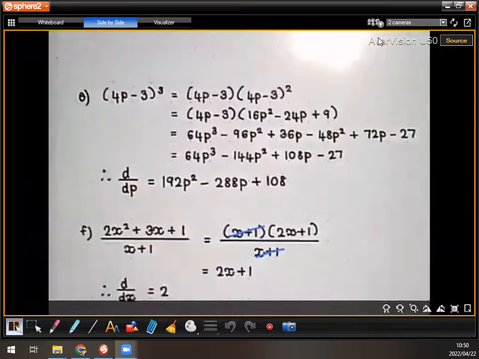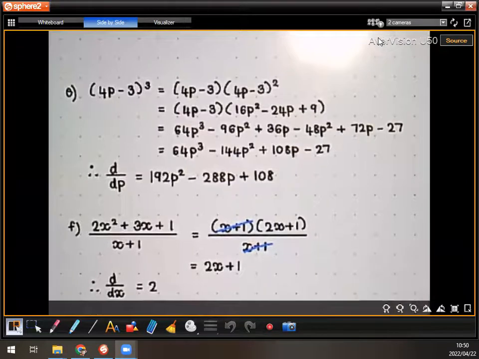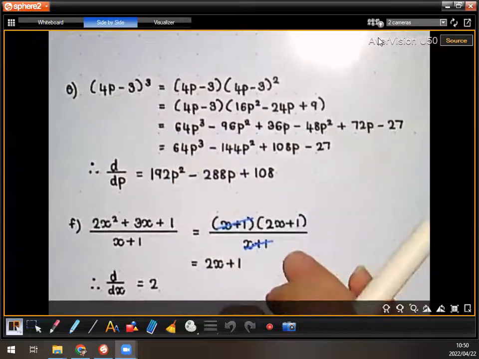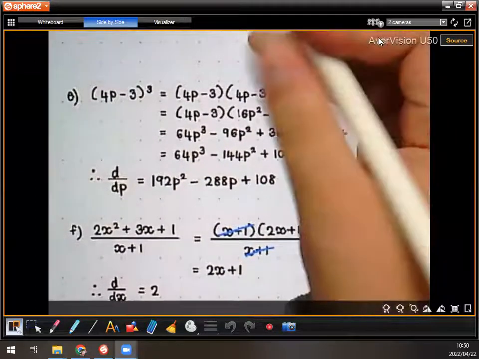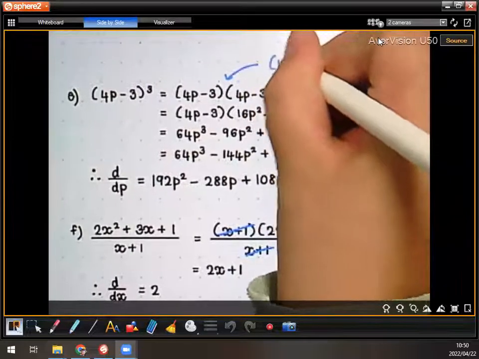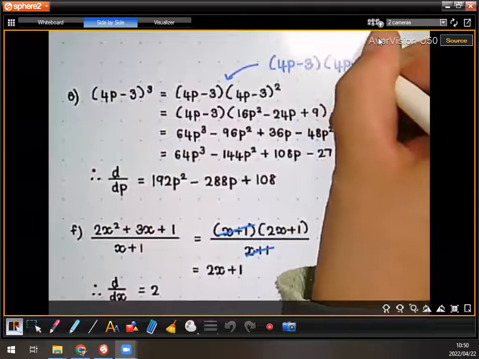Sorry, I did E there at the top. So E was just basically a lot of multiplying out. It was a bracket cube. Guys, that's not the same as just the first term cubed and the last term cubed. Please, if you do that, that's a breakdown. You get 0 straight away. So you could do an in-between step where you say, okay, 4p minus 3 cubed is 3 of those brackets multiplied together.